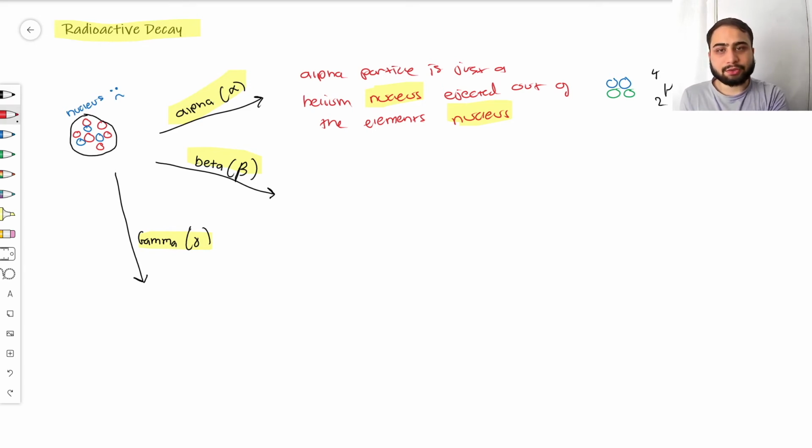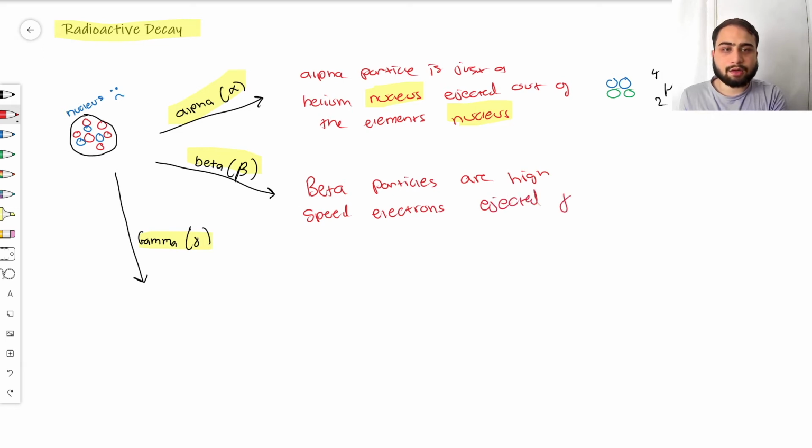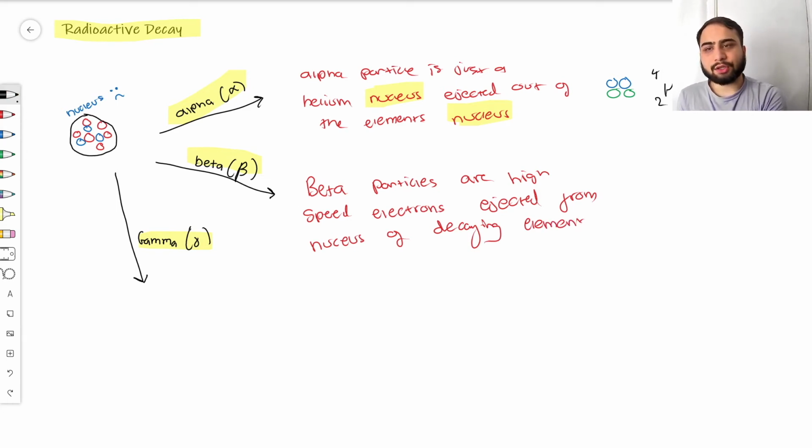Now beta particles are high speed electrons ejected from, again, the nucleus of decaying elements. Okay, so if here we have our nucleus, right? Our nucleus can eject out of it a high-speed electron, E minus, and that one we call a beta particle.